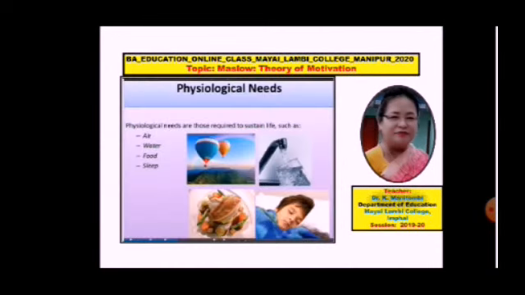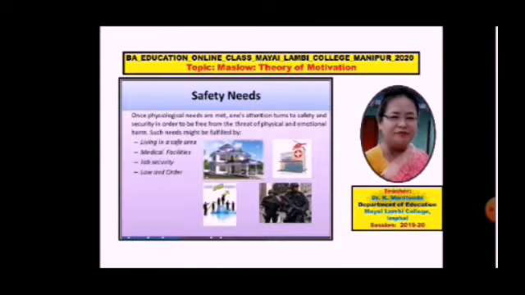So Maslow has proposed the need hierarchy model. First, the physiological needs. Physiological needs are those required to sustain life, such as air, water, food, and sleep. These are the essential requirements of the physiological needs in Maslow's theory.